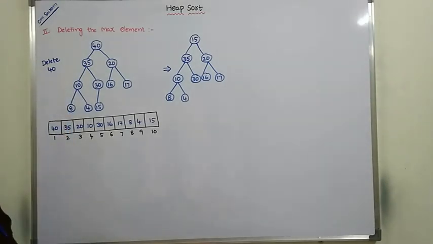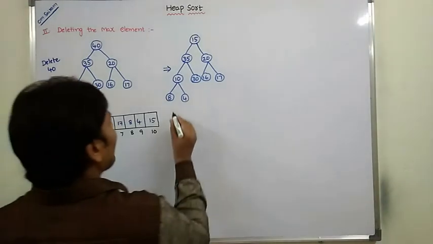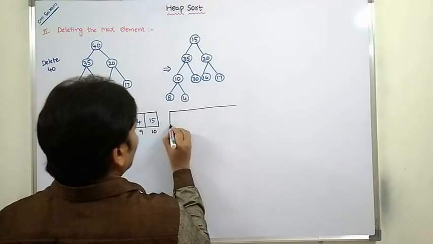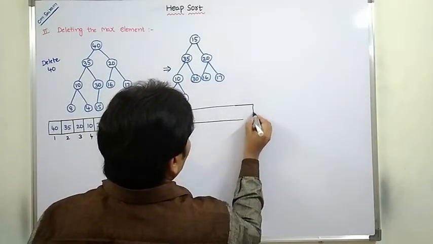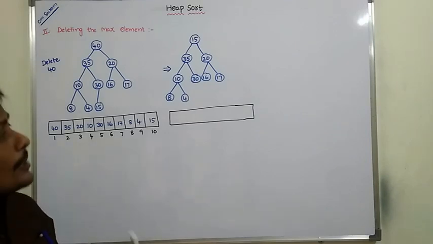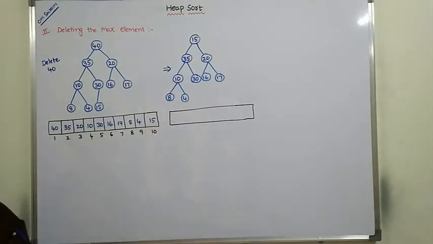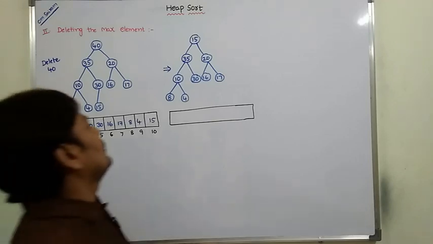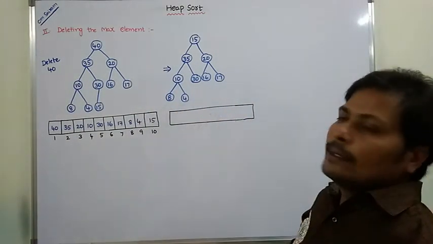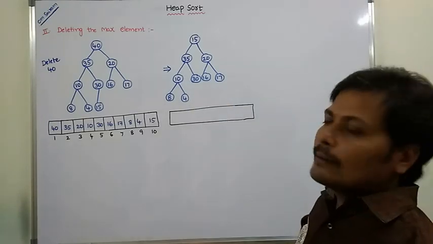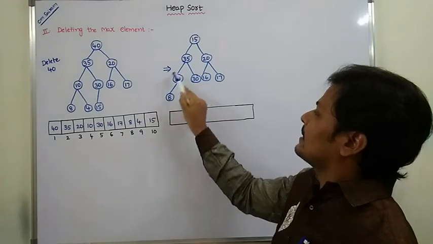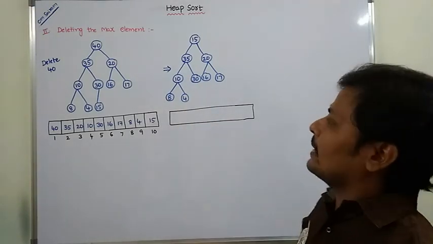So after deleting 40, what maximum heap are we getting? Does it satisfy the maximum heap property? Now 8 and 4 have the parent 10. Yes, 10 is greater than 8, 10 is greater than 4. It satisfies the maximum heap property.